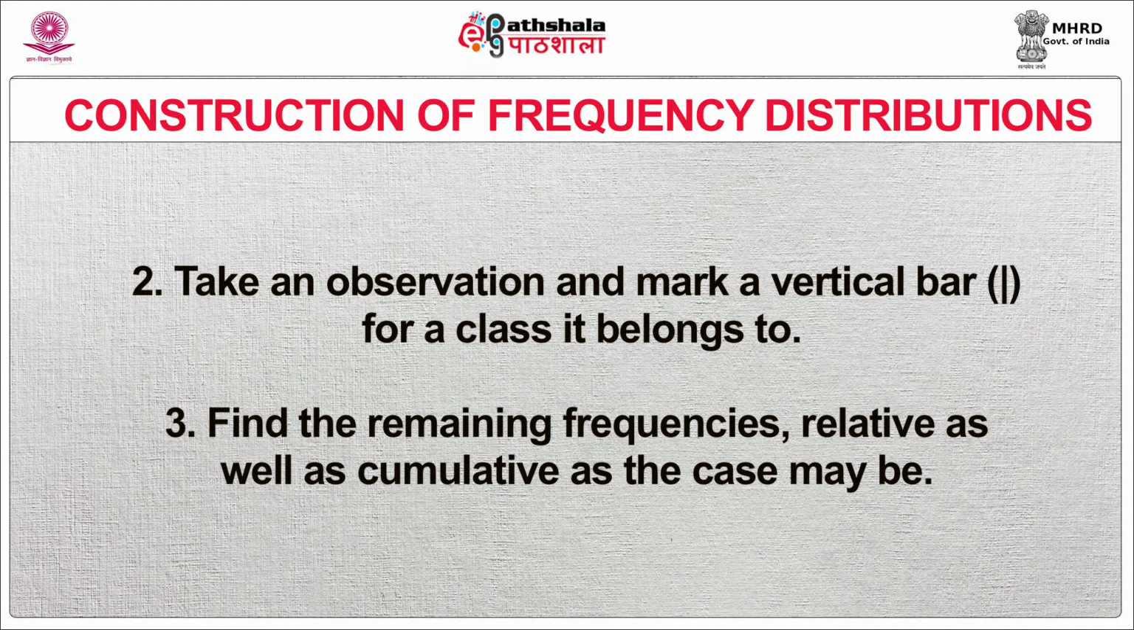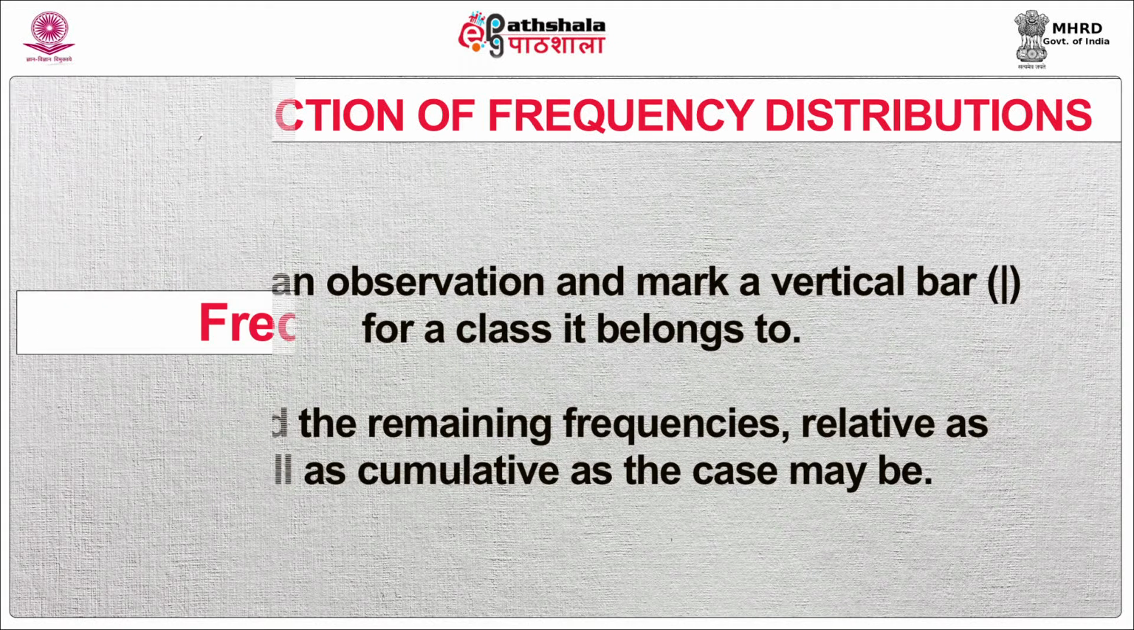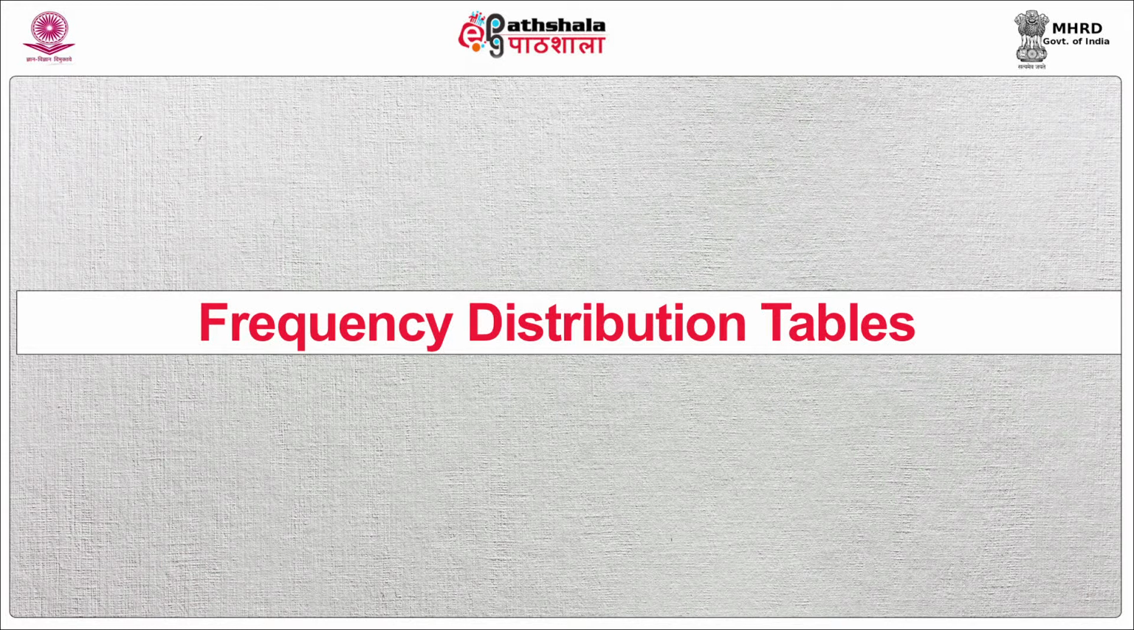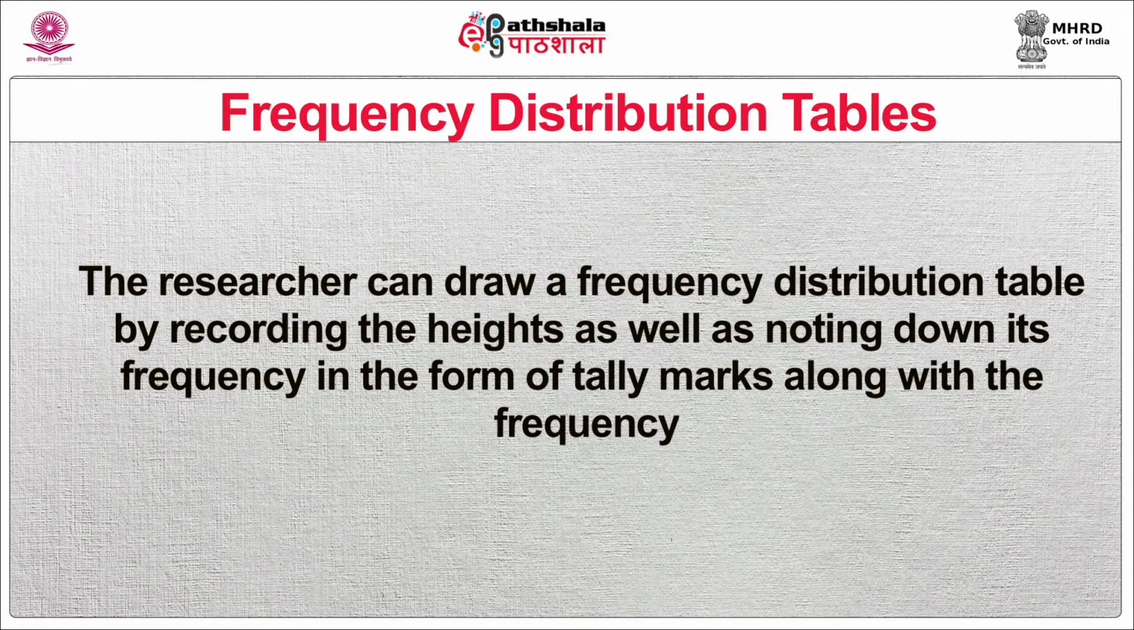Then you have to take an observation and mark a vertical bar for the class it belongs to. Next, find the remaining frequencies, relative as well as cumulative as the case may be, in the frequency distribution tables. The researcher can draw a frequency distribution table by recording the heights and noting down the frequency in the form of tally marks along with the frequency. With the help of this, the researcher will gain a better understanding of the nature or the features of the data.